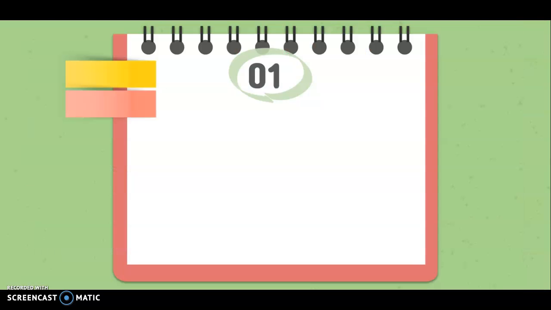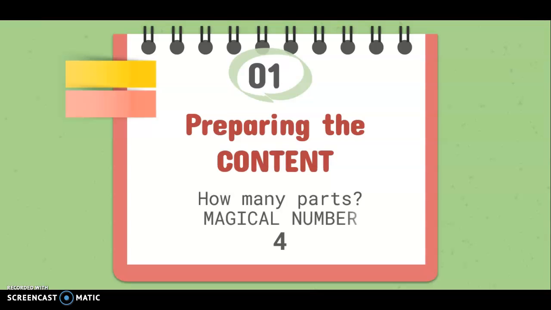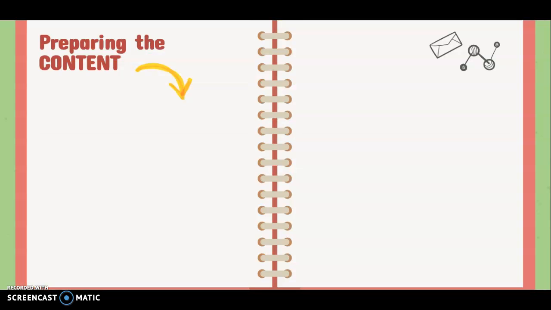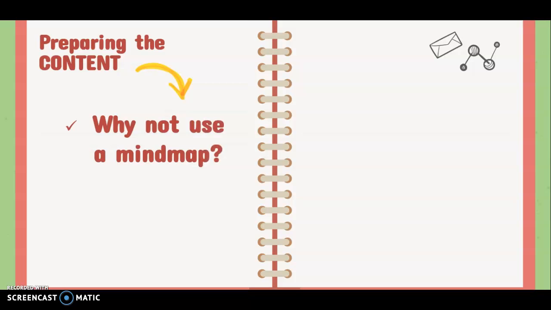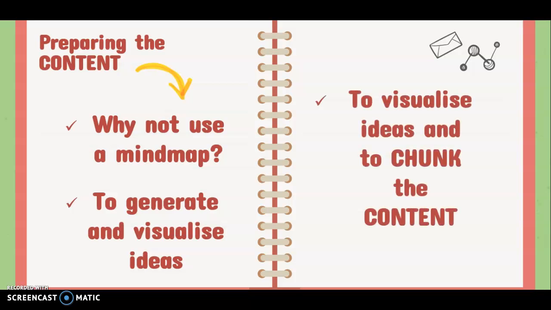Let's start with the first aspect, preparing the content. How many parts should your presentation have? Some people say there is a magical number 4. Of course, this will depend on your audience and your intention. It is always useful to create mind maps to structure your content. It helps you to generate and visualize your ideas and to classify them. Most importantly, it helps you rank the content you will be presenting in different parts.